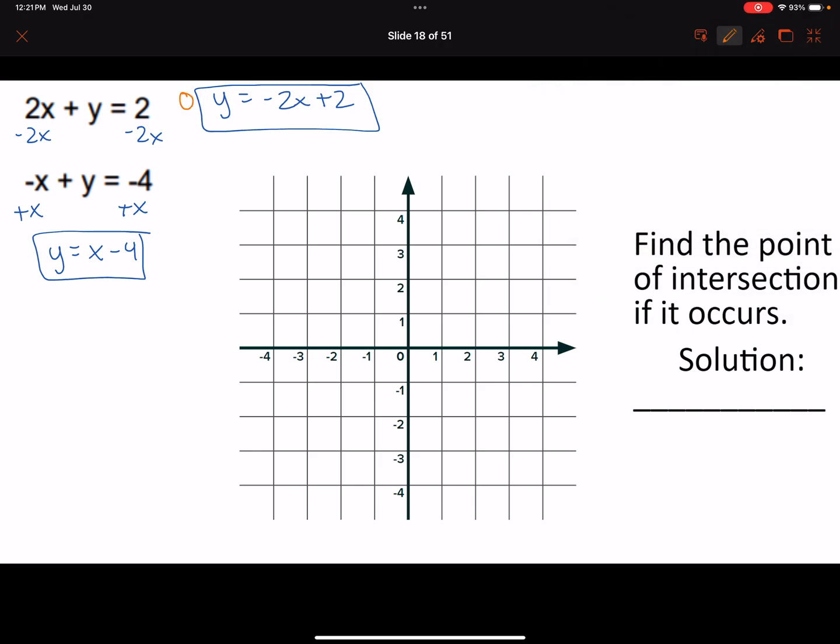I'm going to make this equation the orange equation. My first point is at 2. Then I'm going to use my slope of negative 2, because this is slope: down 2, right 1, down 2, right 1, down 2, right 1. I can do the reverse and go up 2, left 1. Then I can go the other direction. I have my full line.